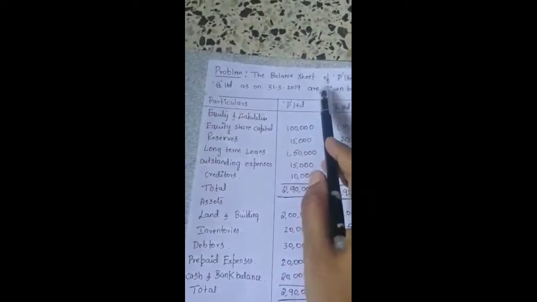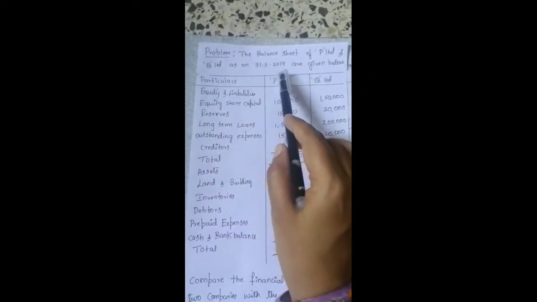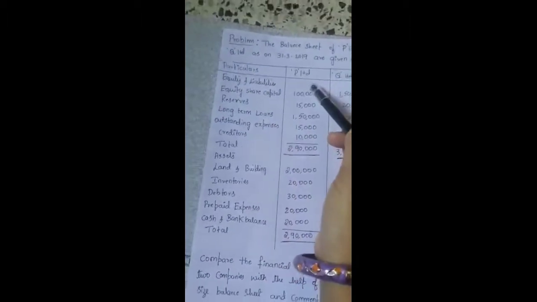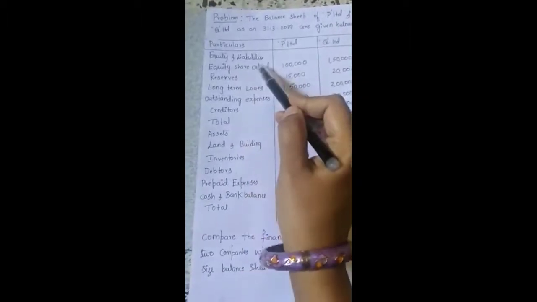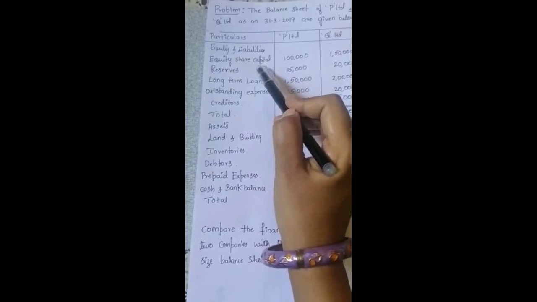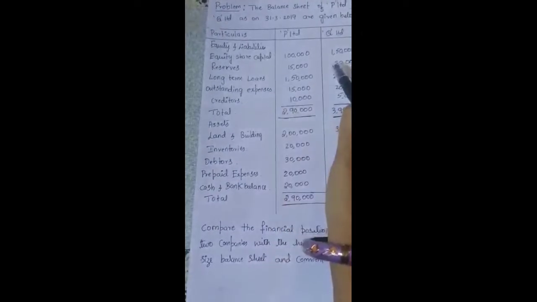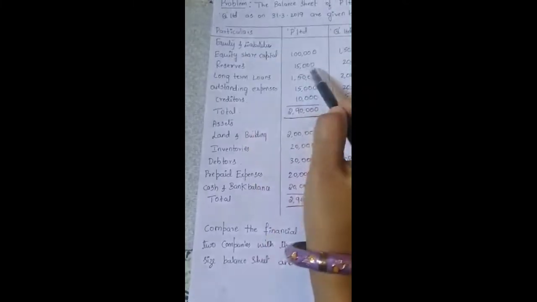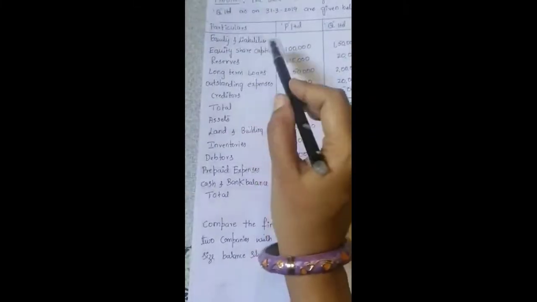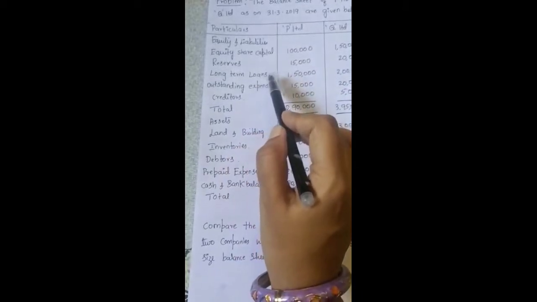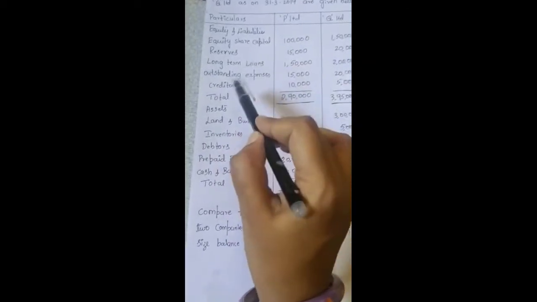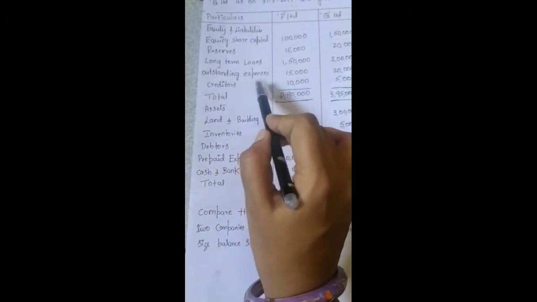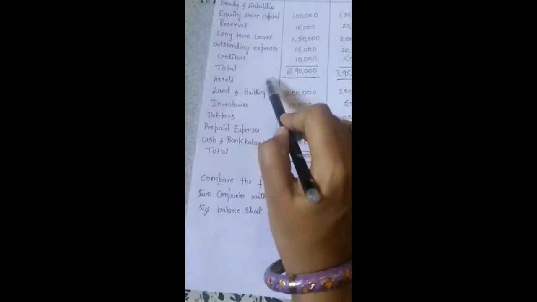The balance sheets of P Limited and Q Limited as on 31st March 2019 are given below. Particulars: P Limited, Q Limited. Under equity and liability, there is equity share capital 1 lakh and 1,50,000. Equity share capital will come under shareholders fund. Reserves will also come under shareholders fund. Long-term loans will come under non-current liability. Outstanding expenses and creditors will come under current liabilities.